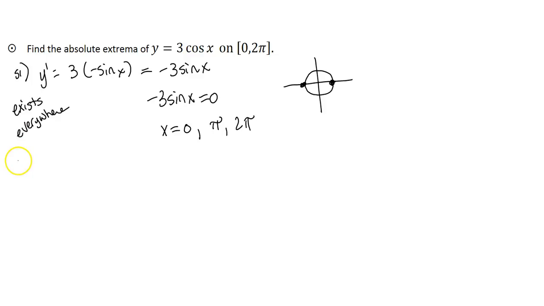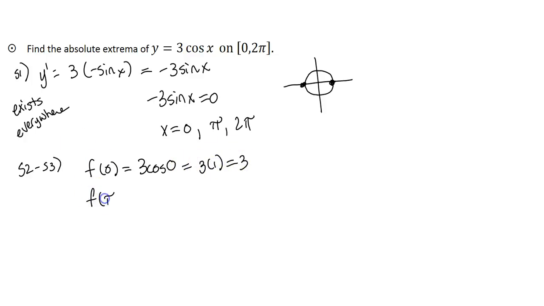So it just so happens that 2 of those points happen to be the endpoints. So steps 2 and 3 are basically the same. We'll find f of 0, which is negative 3 sine of 0. I'm sorry, we're going to find f of 0, which is 3 cosine of 0. So cosine of 0 happens to be 1, so this is 3.